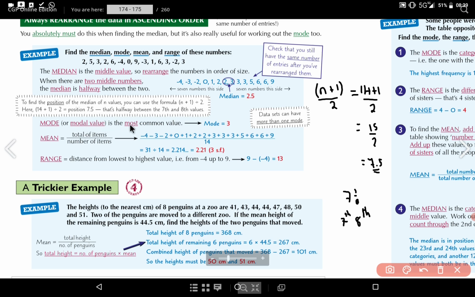So the mode, you look at the most common value. 3 appears 3 times here, so this makes 3 the most common value. So you just write 3.